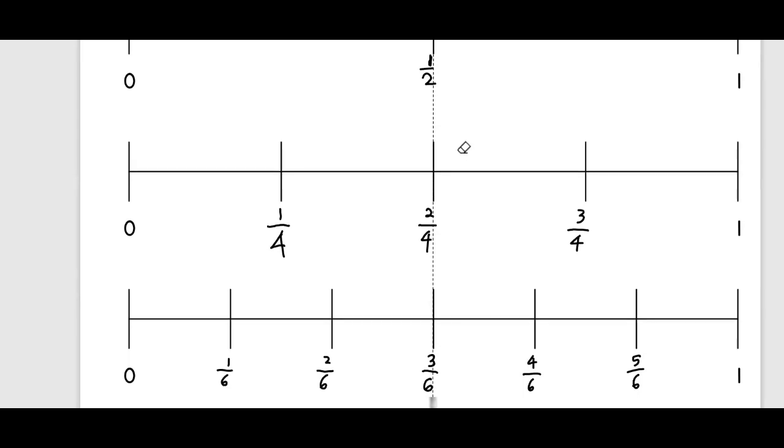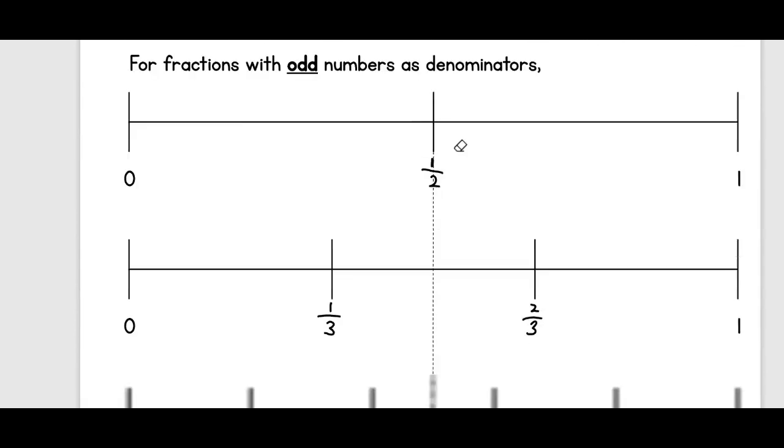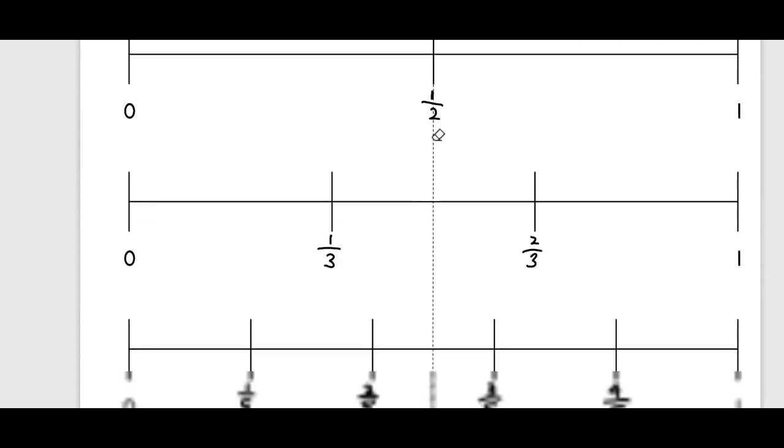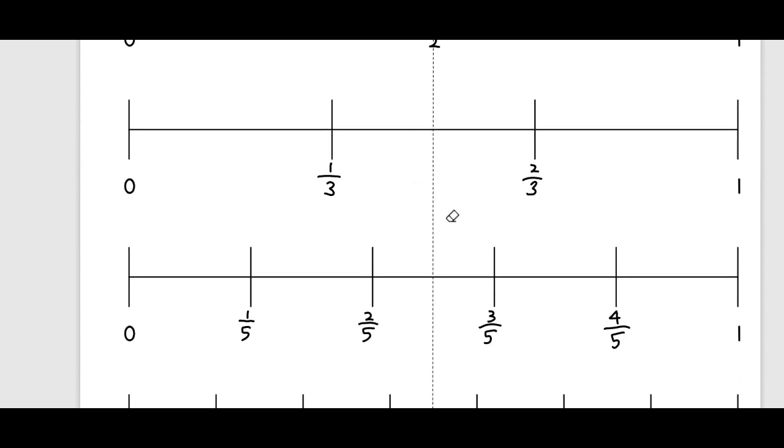It gets a bit tricky when the denominators are odd because, as you can see, there are no equivalent fractions of half with odd denominators. But it doesn't matter. If we look at this dotted vertical line, it's still the same. Any fraction that is on the left of this dotted line is less than half. Any fraction that is on the right of this dotted line is more than half.